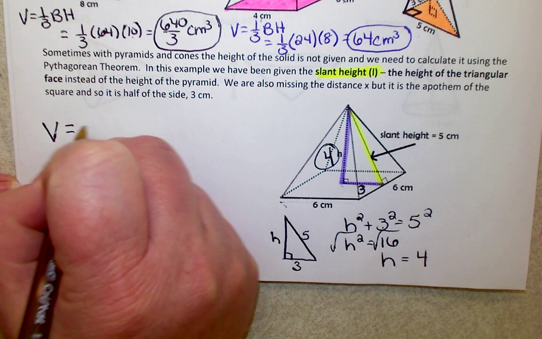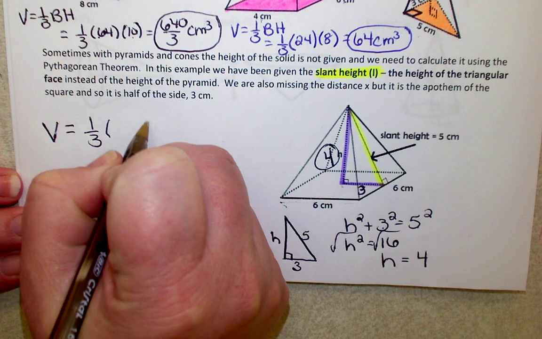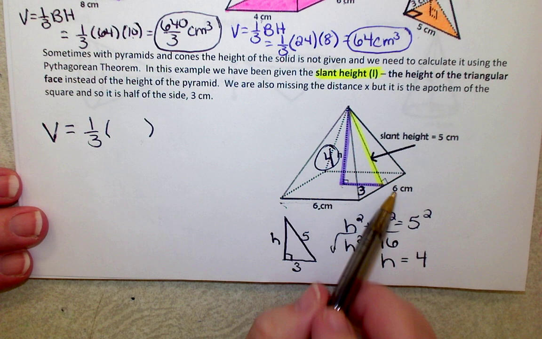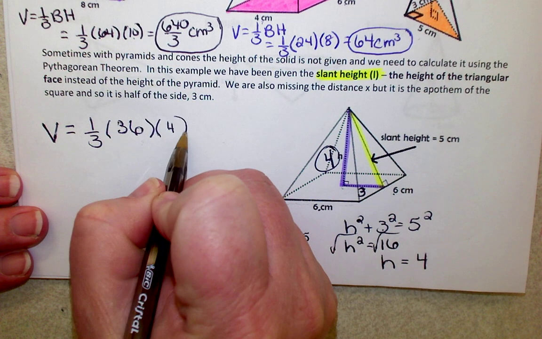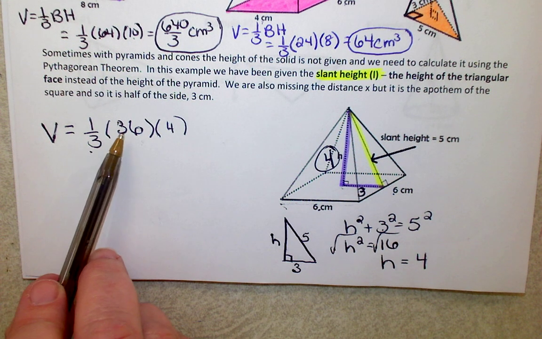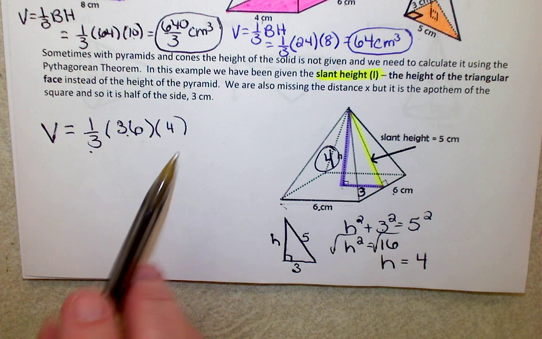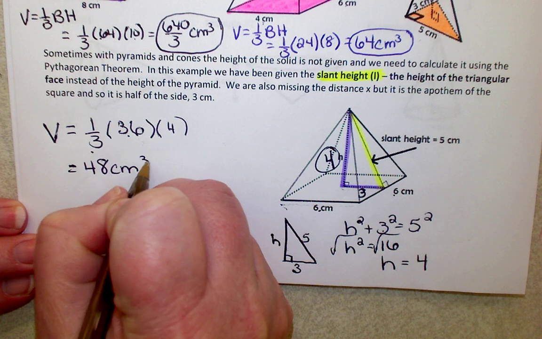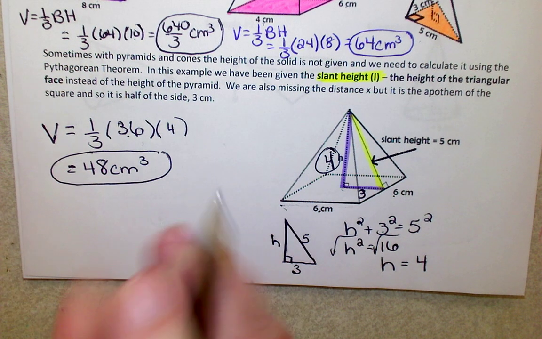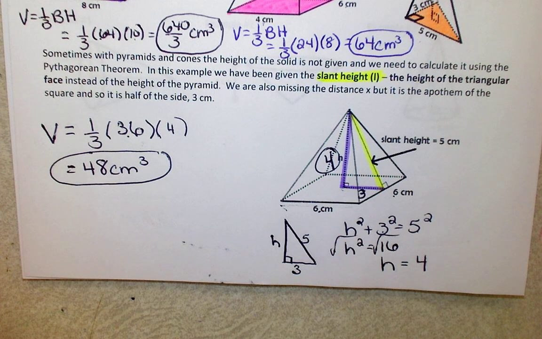So I'm going to say the volume is equal to 1/3 the area of the base. So 6 times 6 is 36 times my height of 4. 1/3 of 36 is 12, and 12 times 4 is 48. So I get 48 centimeters cubed. Again, remember you can pause the video at any time.